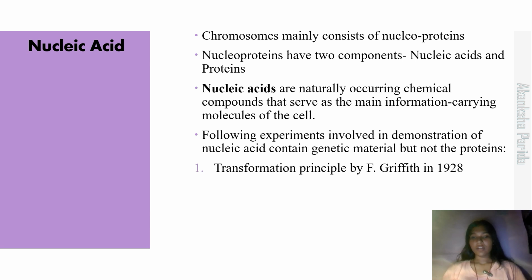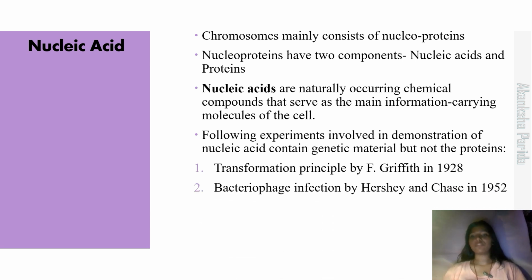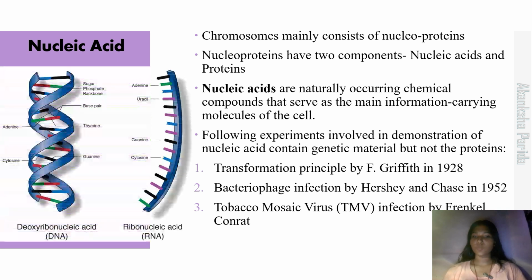There are the following experiments that were involved in the demonstration of nucleic acid as genetic material. First was the transformation principle that was given by Griffith in 1928. Second was the bacteriophage infection by Hershey and Chase in 1952. And the third was the tobacco mosaic virus infection by Frankel and Conrad.